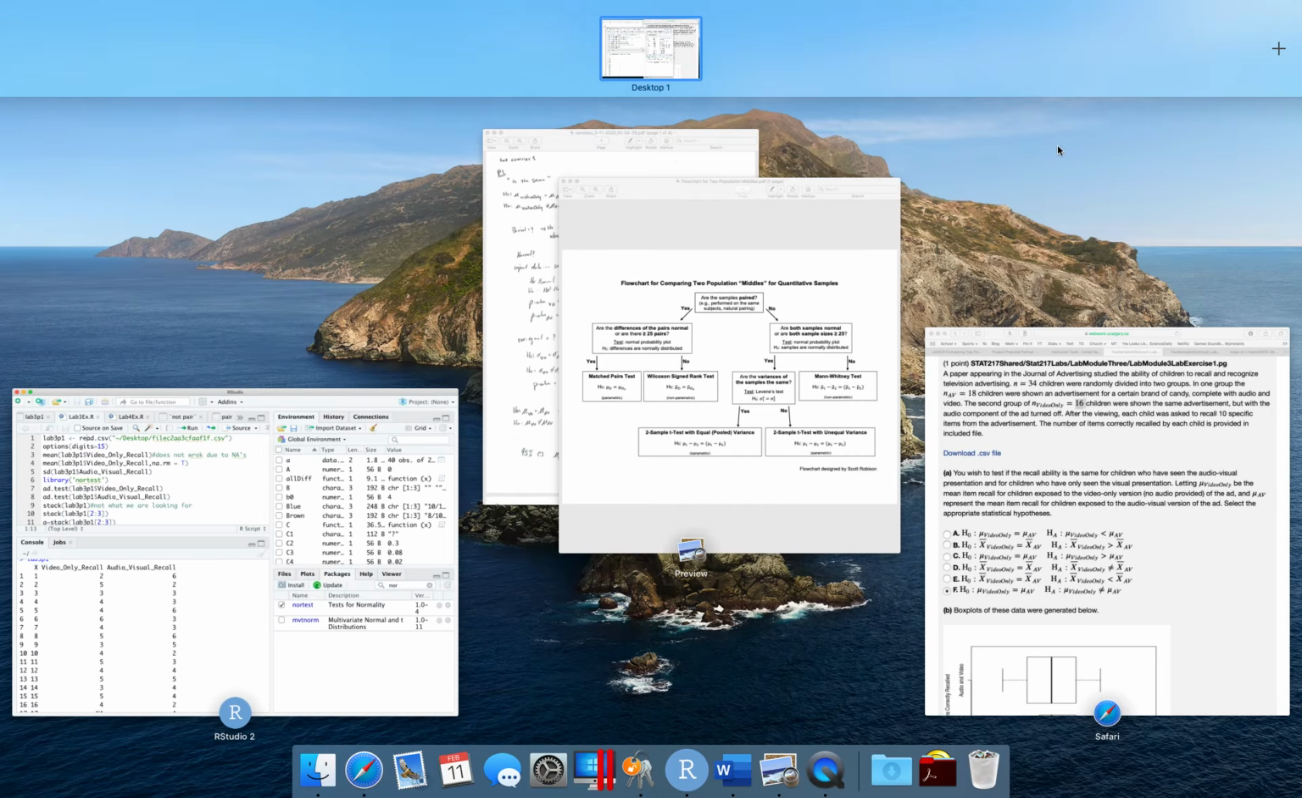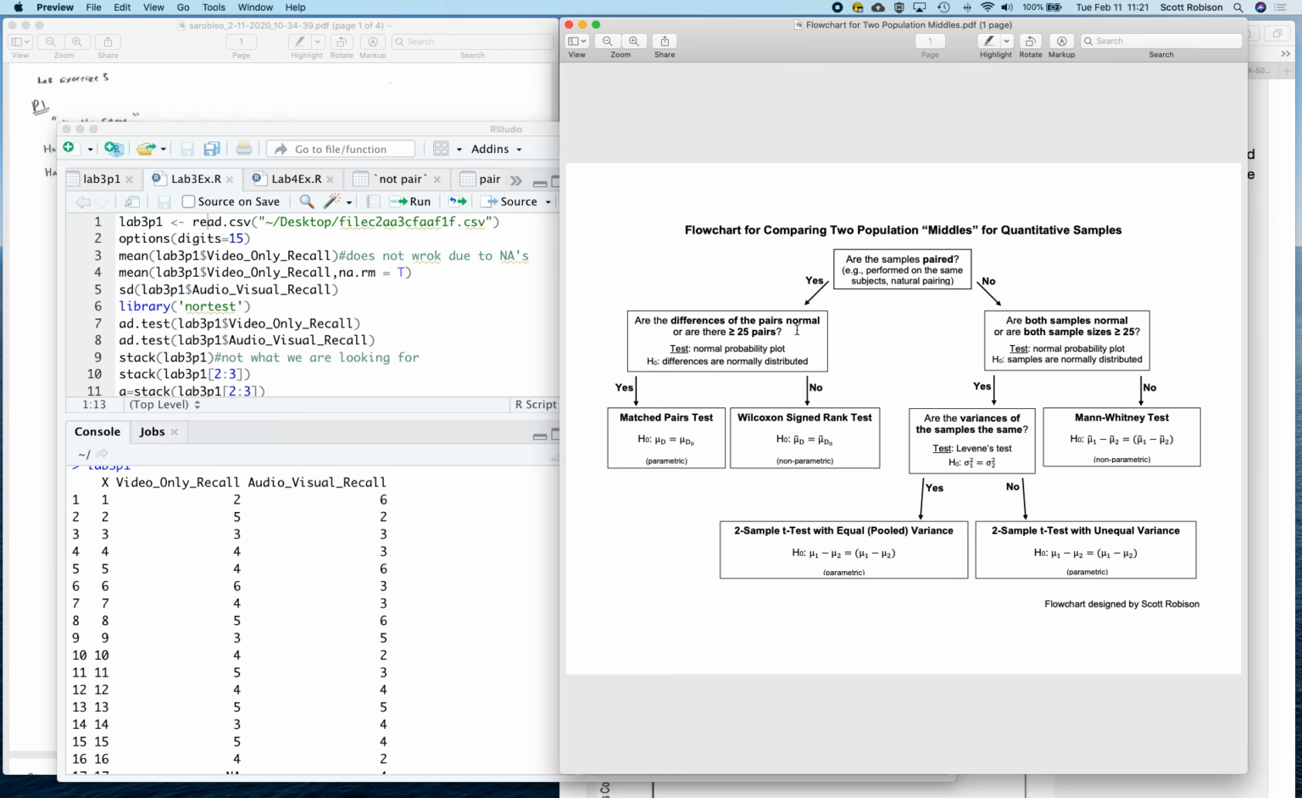So when it comes to trying to decide the proper way to deal with this, the first thing we need to do is ask if our samples are paired. So is there a reason to believe that child 1 from the video only group should be compared to child 1 in the audio and visual group? So should this 2 go with this 6? Should this 2 go with this 2? Or should this 2 go with any of these numbers?